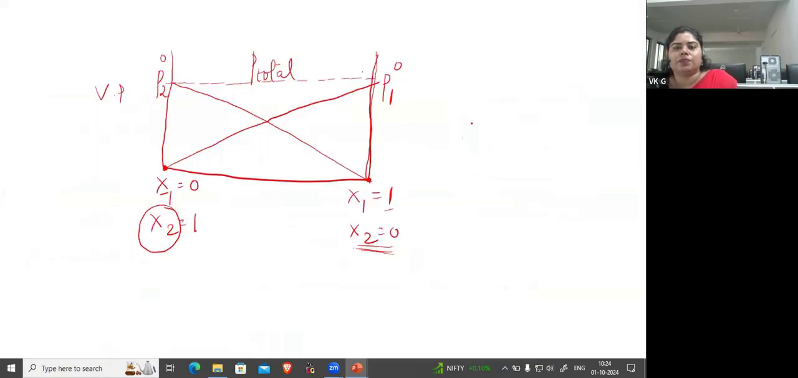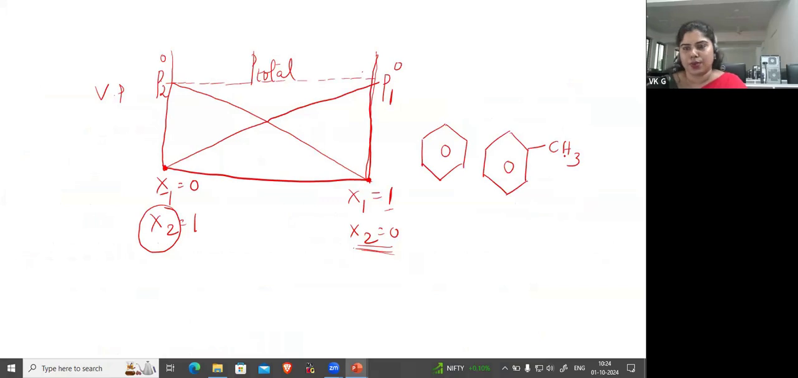Maybe you talk about benzene. The benzene structure looks like this, correct? Then there is another one, that is toluene. Toluene is again benzene only, but here you have CH3 as a substituent group, correct? Now you see that the base compound, the original form, is benzene, correct? Benzene is an organic liquid. Even toluene is in the liquid form.